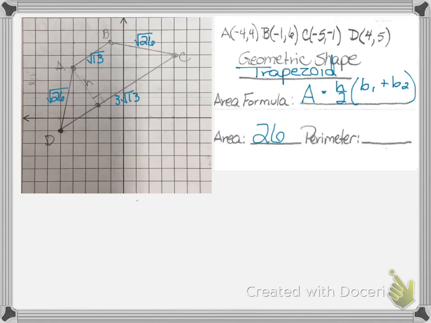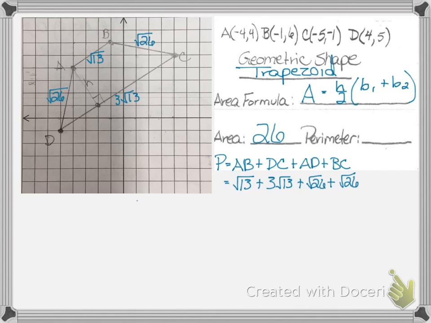Whenever we figure out perimeter, again, we just add up the sides. So we have the perimeter to be AB plus DC, because I want to keep those together, plus AD plus BC. If I do my substitution, AB is square root 13. DC is 3 square root 13. AD is square root 26. And BC is square root 26.